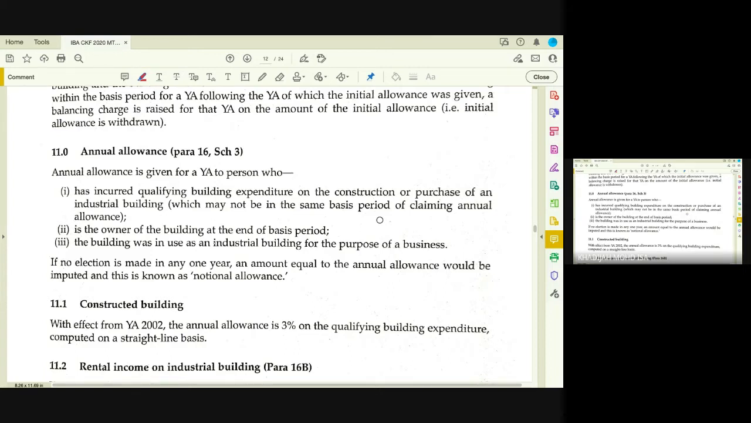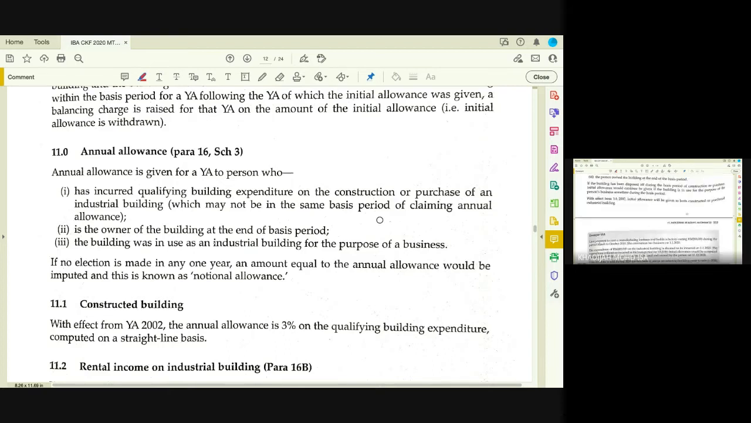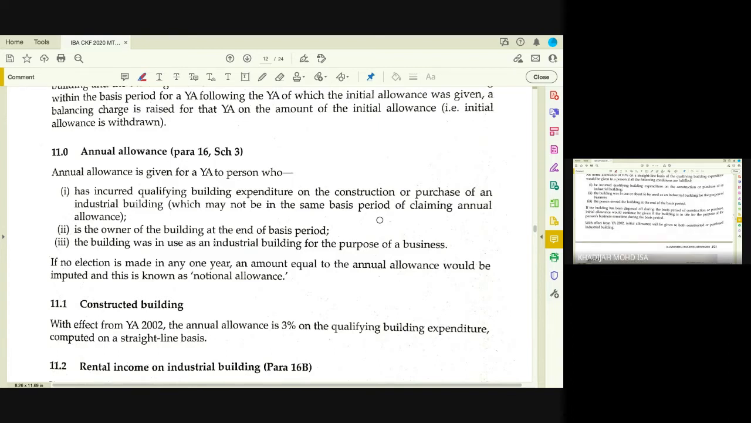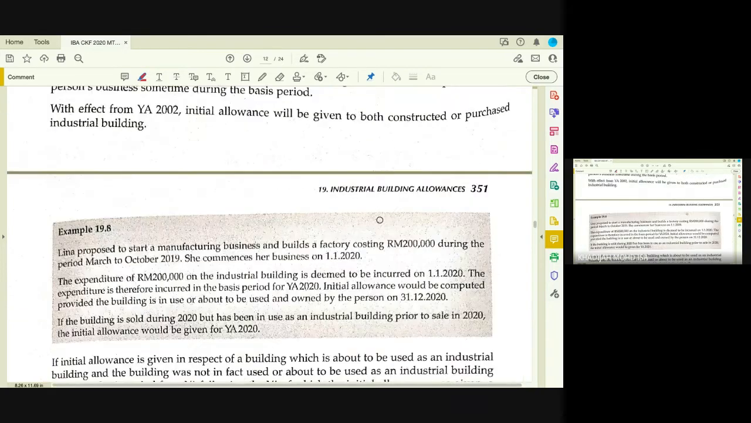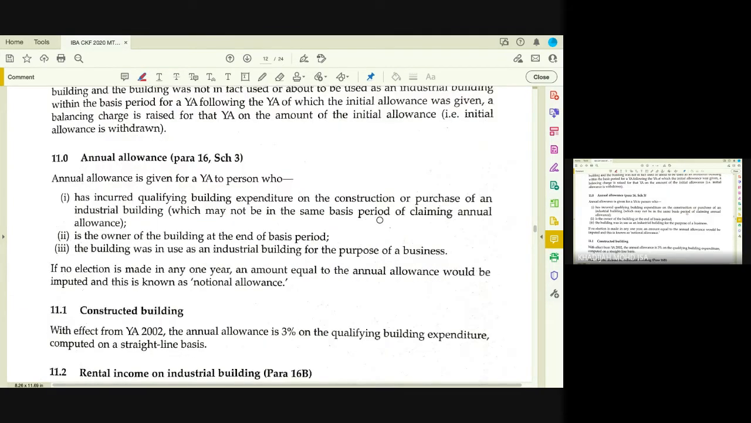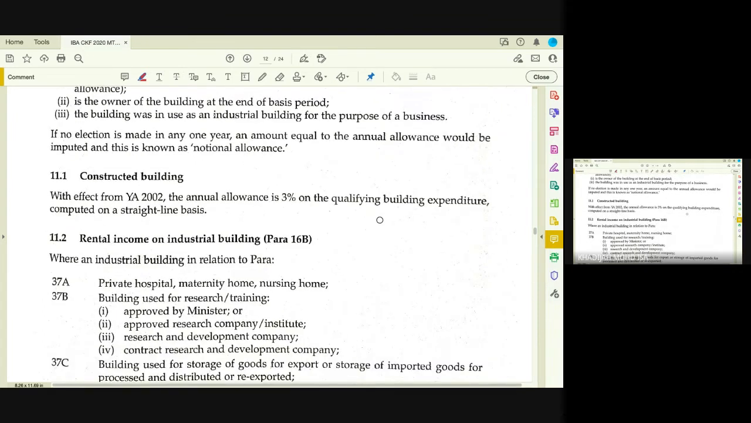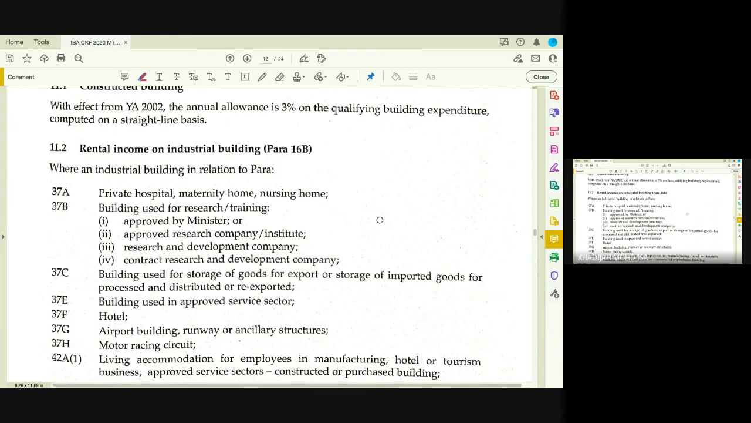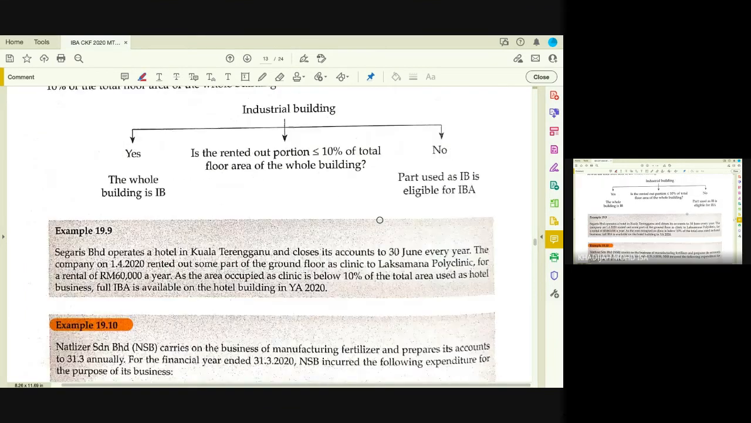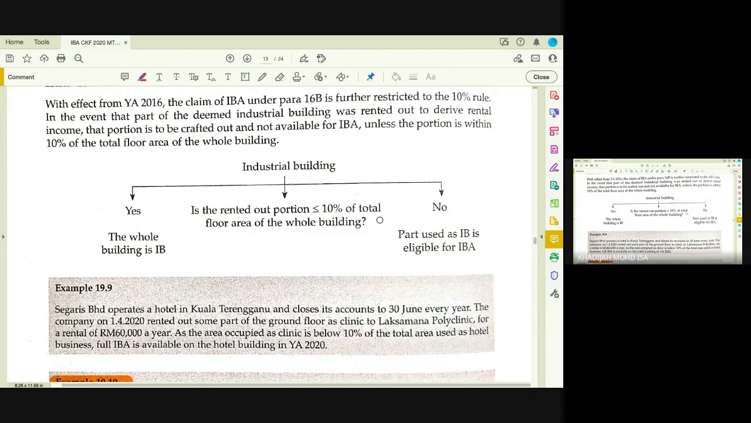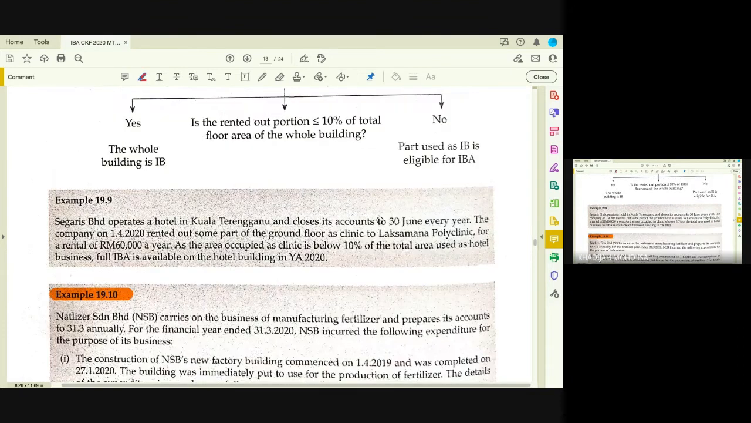And the building was in use. So there's a difference here. For annual allowance, the building must be in use as an industrial building. For initial allowance, the building was in use or about to be used. So they are a bit lagged. So for IAA, the building must be used in the business. Right, and then these are the rental income, the one that I've discussed earlier, the 10% rule. If the rental area is less than 10%, then you can claim everything as industrial building.